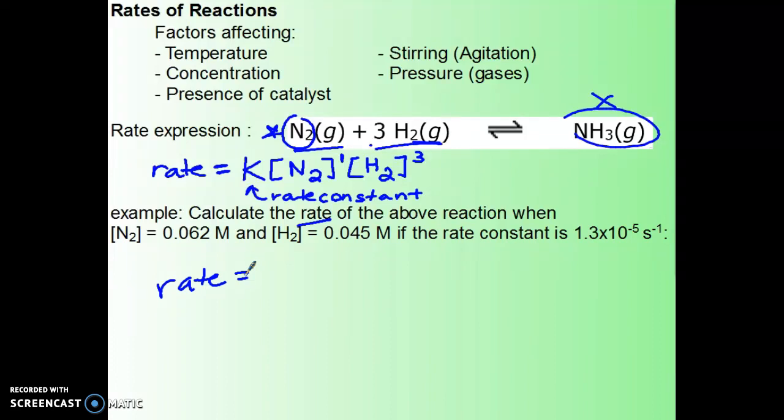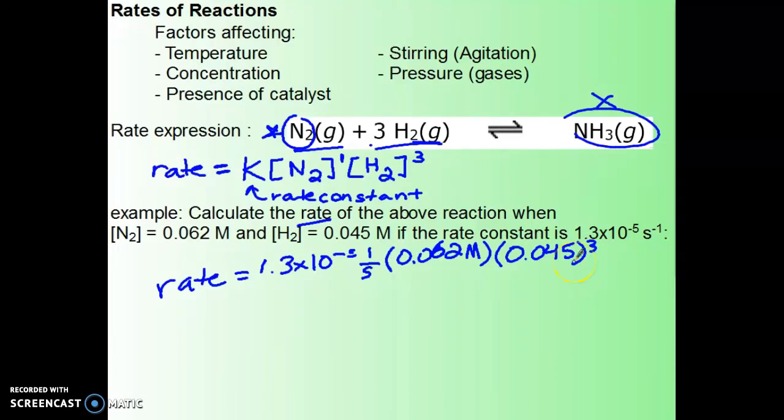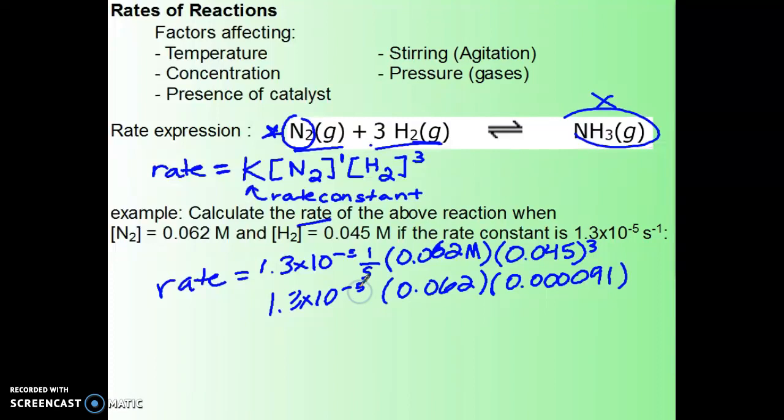I'm told my rate constant is 1.3 times 10 to the negative 5th per second. That's what seconds to the negative 1 power means. Then my concentration of N2 is 0.062, and that doesn't really have an exponent. And my concentration of H2 has the exponent of 3rd power. So according to our order of operations, we want to take this to the 3rd power first. So let me get a calculator. 0.045 raised to the 3rd power gives me 0.0000, it's a really small number, 91. I'm just going to keep 2 sixes there. Times 0.062 times 1.3 times 10 to the negative 5th power. And that all should give me my rate.